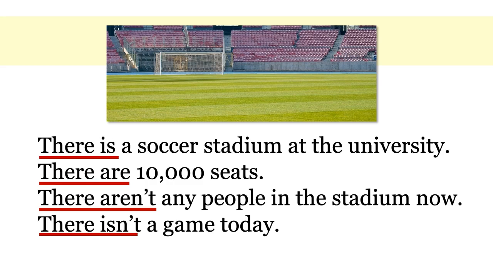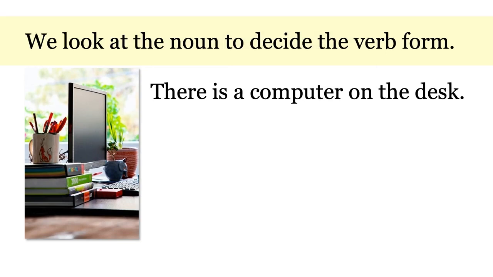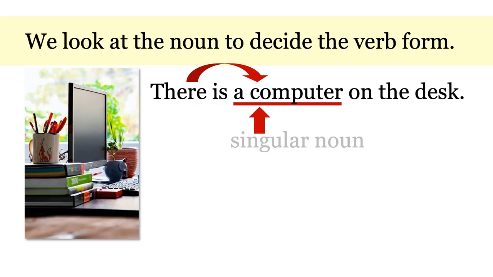Let's look at how to form it. We look at the noun to decide the verb form. Here is a sentence. There is a computer on the desk. Instead of looking at there, we look to computer, the main noun in the sentence. This is a singular noun, so we use the singular form of be.